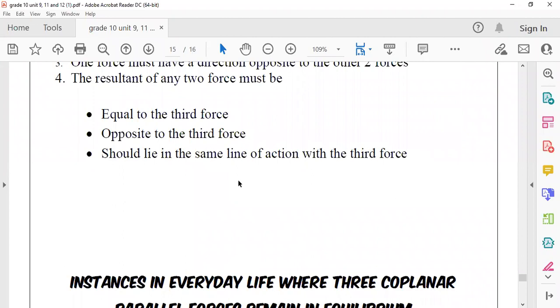Now, altogether, how many forces are there? Three forces. In the three forces, two of the forces will be in one direction. The other one will be in the opposite direction. Understood? Yes, sir. Two of the forces will be in one direction and the next one will be in the opposite direction. Let me further explain that.